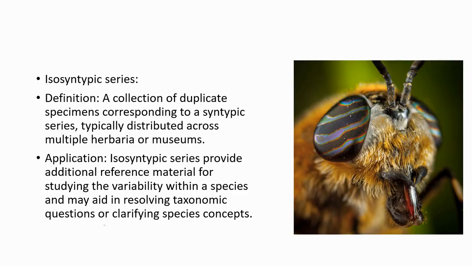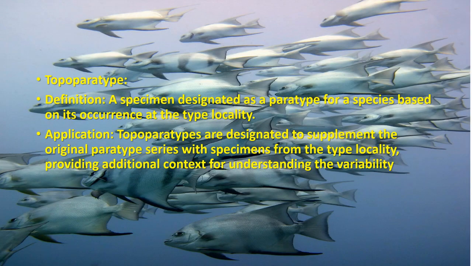Homologotypes serve as replacements for lost or damaged holotypes, ensuring the continuity of taxonomic nomenclature. Isosyntypic series, a collection of duplicate specimens corresponding to a syntypic series, typically distributed across multiple herbaria or museums. Isosyntypic series provide additional reference material for studying the variability within a species and may aid in resolving taxonomic questions or clarifying species concepts. Topoparatype, a specimen designated as a paratype for a species based on its occurrence at the type locality.